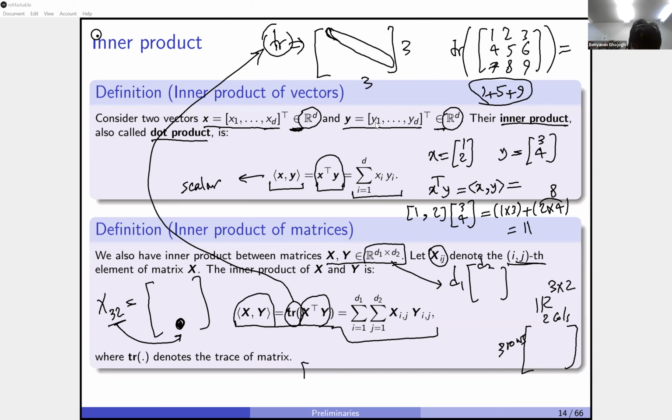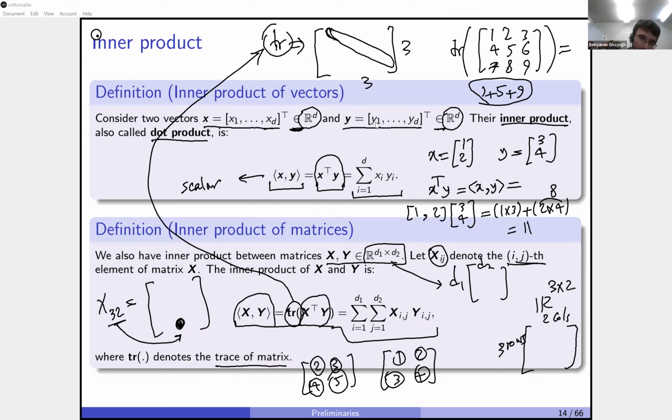For example, if you have 2, 3, 4, 5, and you have 1, 2, 3, 4, you multiply these to each of these, plus multiply these to each of these, plus multiply 4 to each of these, plus multiply 5 to each of these, and then you sum over all of them. It's inner product of matrices.